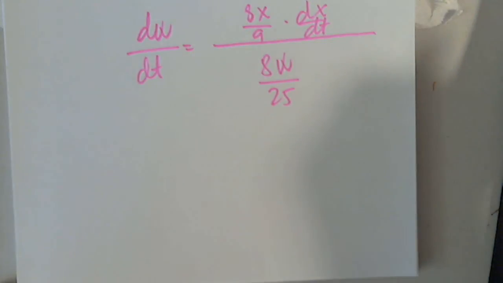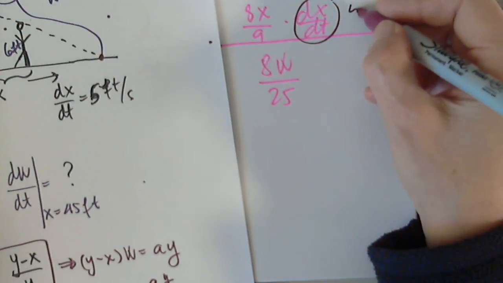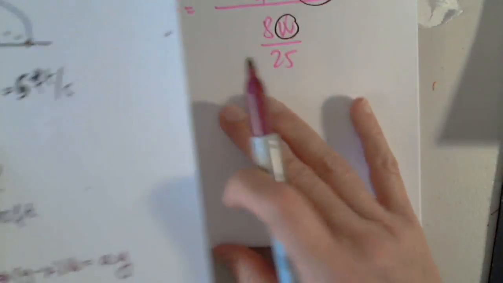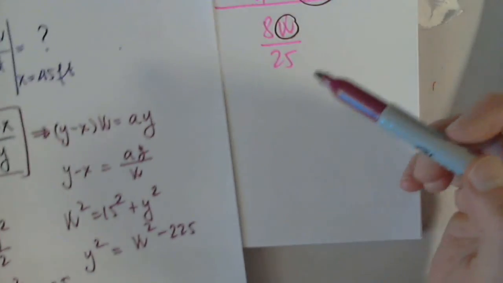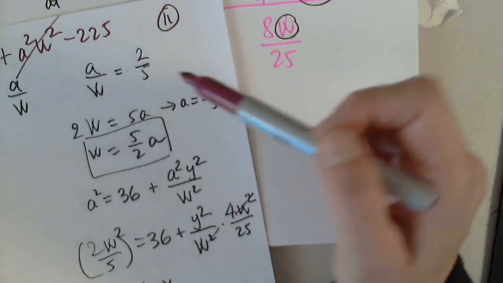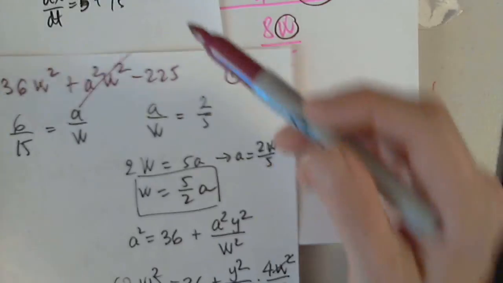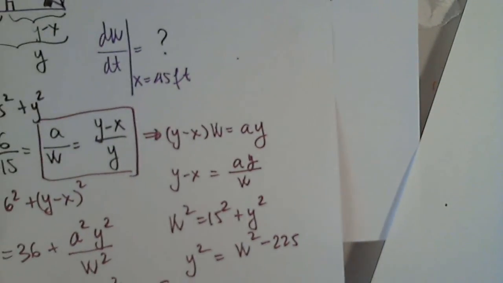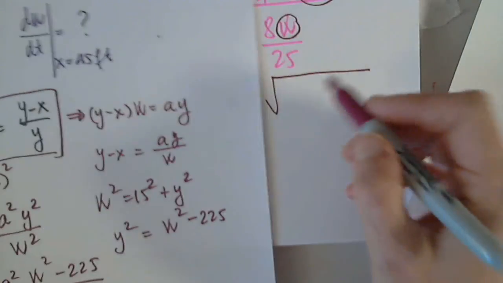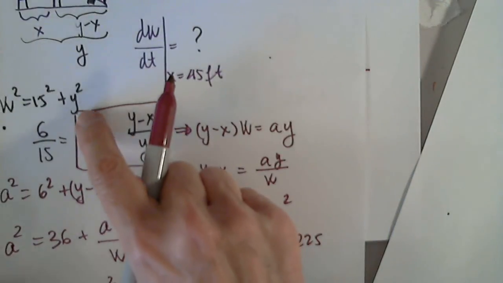Of course, my computer went to sleep, so I will replace this. I have the information here, 5. I will replace this. I think it was 45. Yes, this was 45. And I have to replace w. Okay. So where are my relationships here? Because I need to replace w. Yes. So w is the square root of 225 plus y squared.